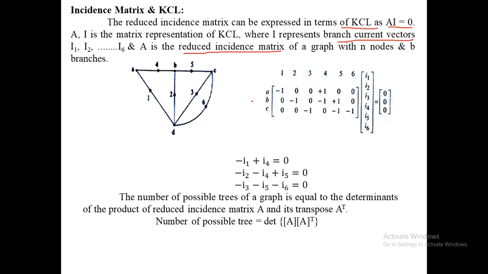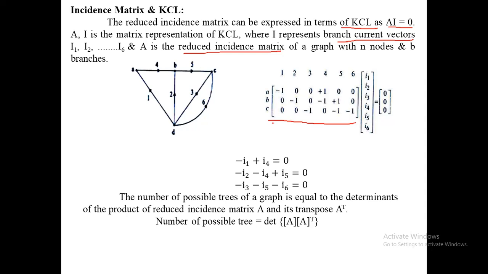Consider this graph. Here this is the incidence matrix of this graph. It is having A, B, C, D, 4 nodes. This is the reduced incidence matrix because the graph is having 4 nodes but the matrix is having 3 rows. To express KCL using the incidence matrix, we have to consider the reduced incidence matrix.